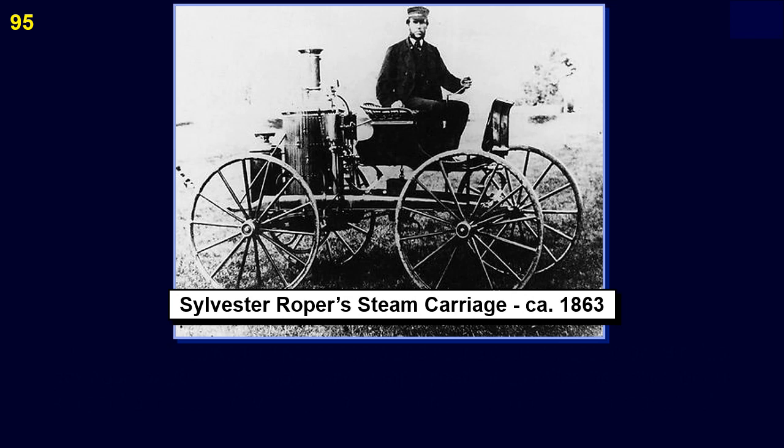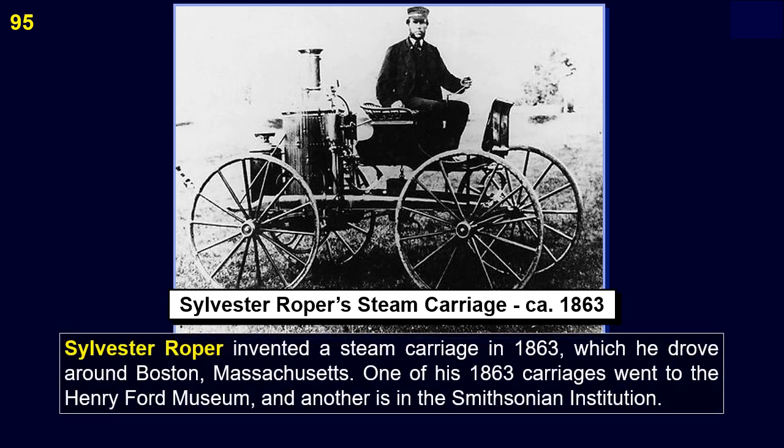Sylvester Roper invented a steam carriage in 1863, which he drove around Boston, Massachusetts. One of his 1863 carriages went to the Henry Ford Museum, and another is in the Smithsonian Institution.